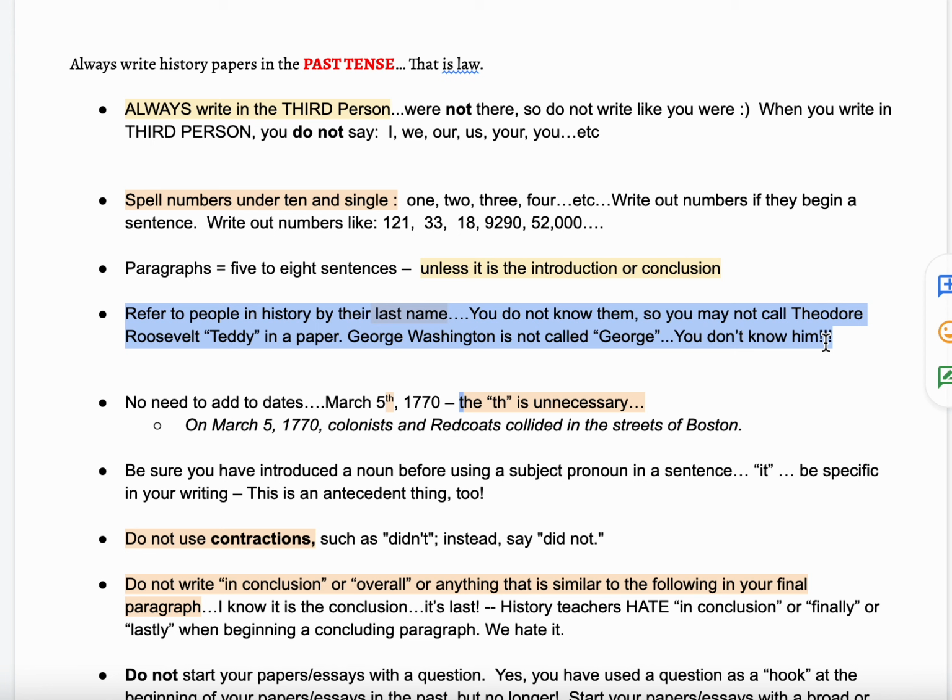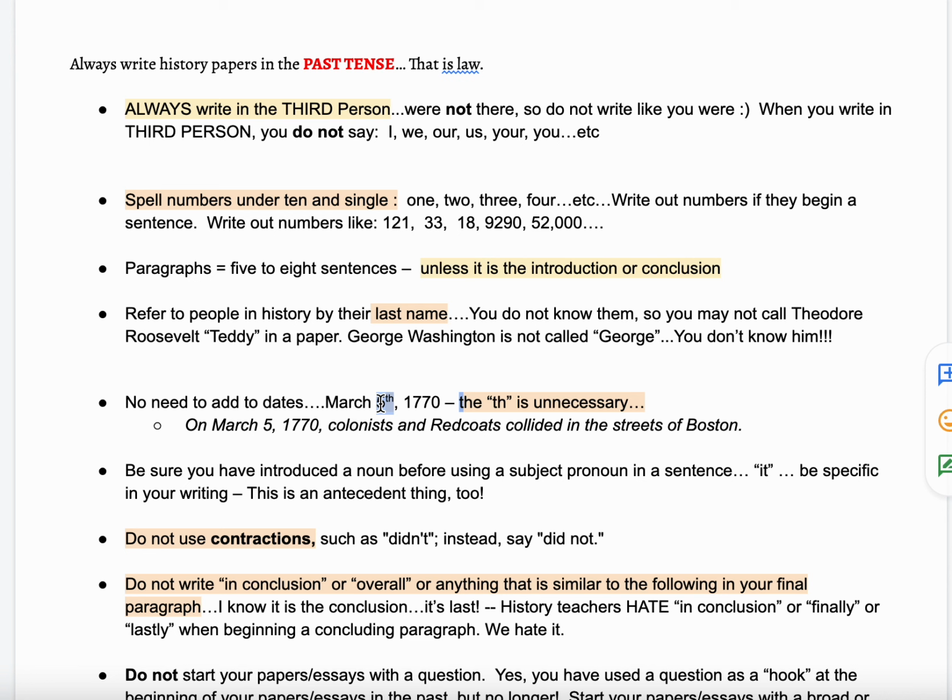You refer to people in history by their last name. You don't say George Washington did this and then George. No, you don't know who George is. He wasn't your friend. You got to refer to him as Washington. You introduce him as George Washington, first name, then last name, but then you refer to him by last name from that point on, Washington. I guarantee you one person in the grade will do this. I'll give everyone 50 points for the day, and I'm not joking, if you guys do this correctly.